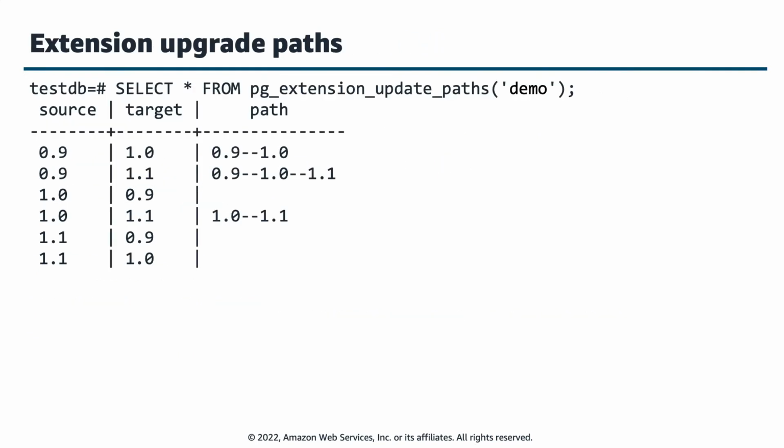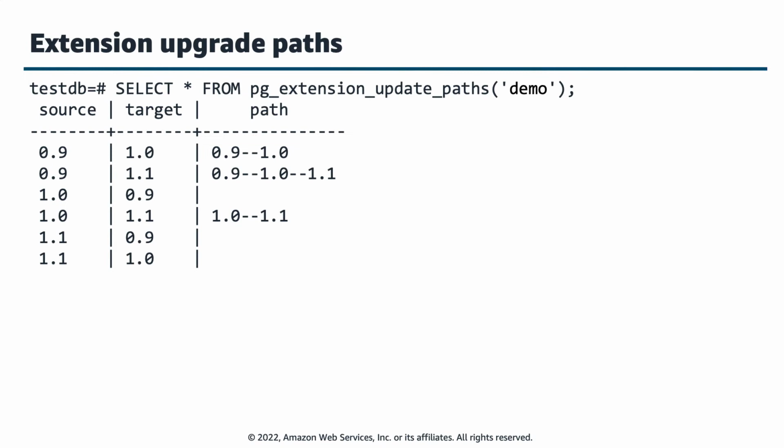Going forward, this brings up a question. How do I know how many upgrade paths there are, right? There is a specific command available for you to list that out. pg_extension_update_paths, with a specific extension name, traverses through all your upgrade files available out there and gives you the path.